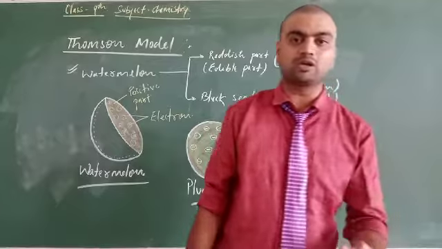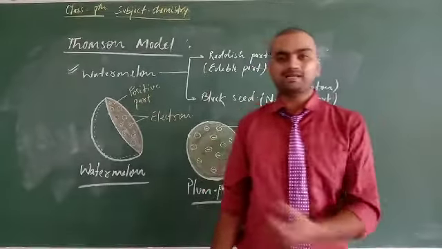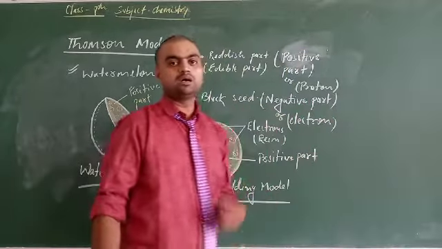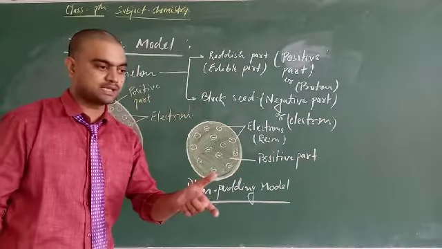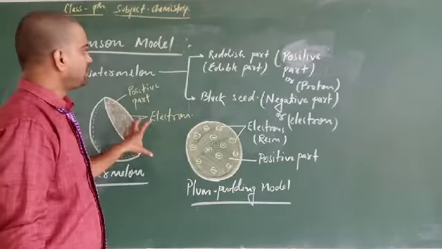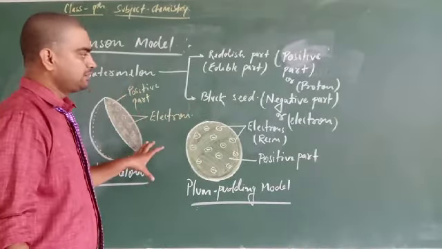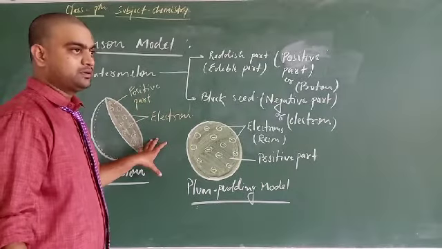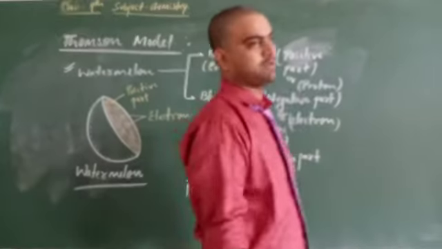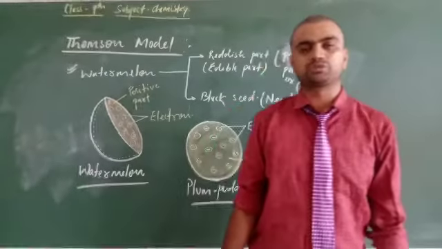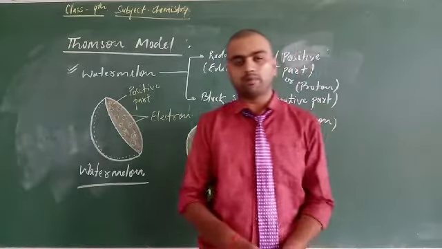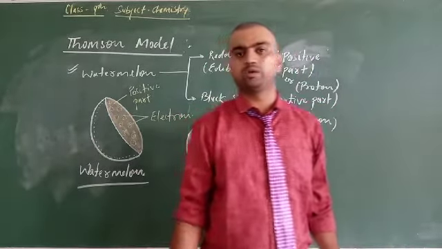Clear? And the electrons are also not embedded like black seeds or raisins. They revolve around the nucleus, around the proton. Clear? So this model was discarded. Clear? And we have to discuss another atomic model which was given by Rutherford, which is known as the Rutherford nuclear model. So now come on, we have to discuss the Rutherford nuclear model.